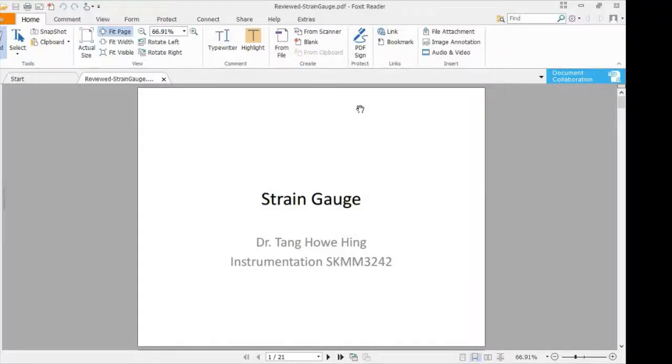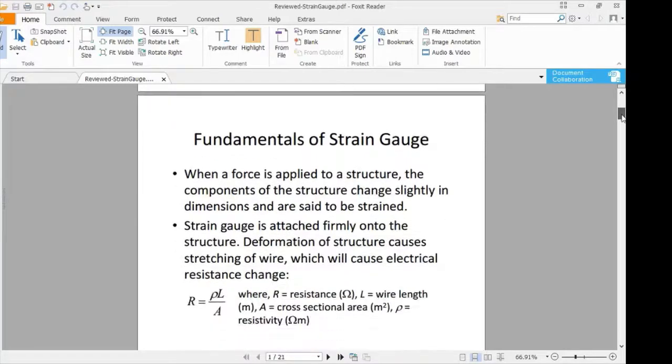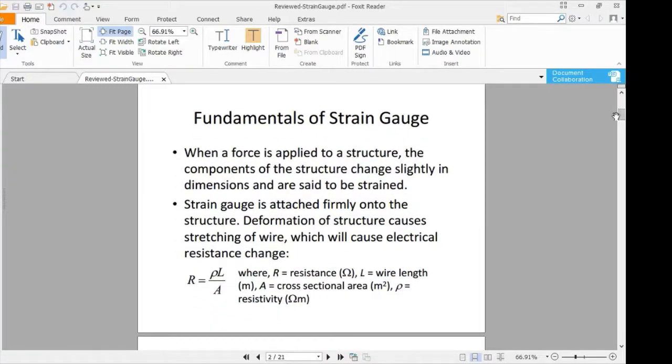Alright, so today we are going to study the strain gauge. As we all know, the strain gauge is very important in applications of mechanical engineering, and it is usually used in structures to measure the strain and the stress. The working principle for the strain gauge is pretty straightforward.